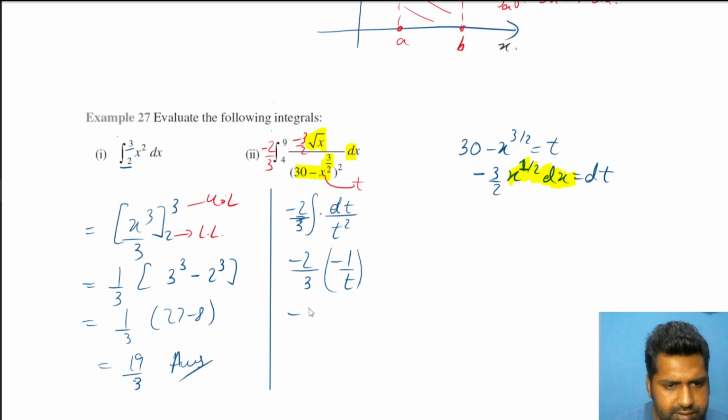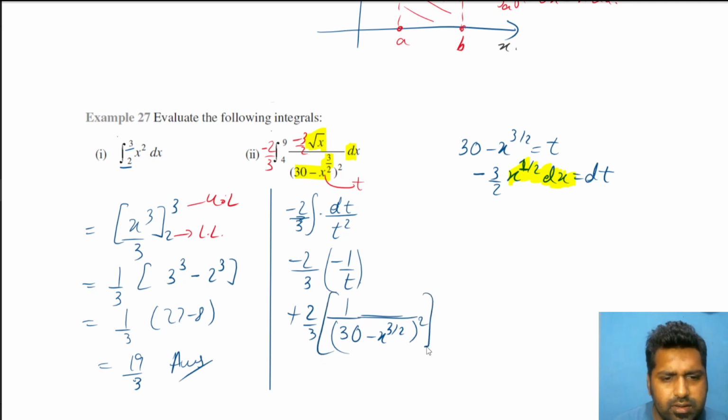Okay. Now let's replace the t. Minus 2 by 3 into minus 1 by t will become plus 2 by 3 into 1 upon 30 minus x raised to power 3 by 2. And we have to put the limit. What was the limit? 4 to 9.